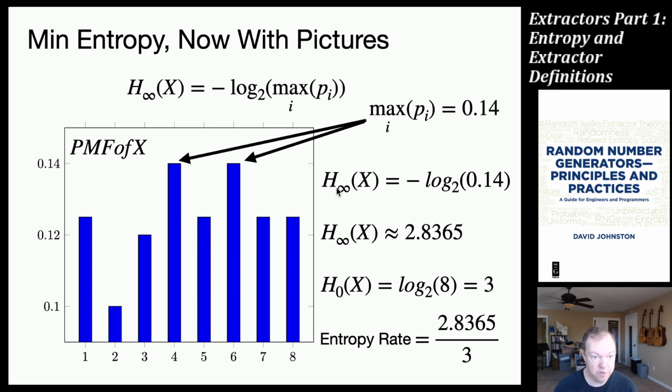But we're not going to have the maximum entropy because this is not a uniform distribution. So h sub infinity of x is negative log 2 of 0.14, which is about 2.8365 in each symbol. Each symbol could be represented with 3 bits, which we can see by taking the Hartley entropy. And so the entropy rate, which is a definition of the amount of entropy per bit of data, is 2.8365 over 3. And that's your answer. So that's the entropy we have in data coming from a random source that has this probability distribution.